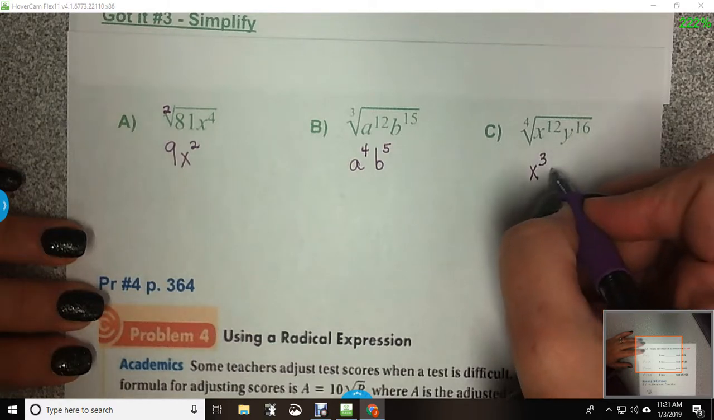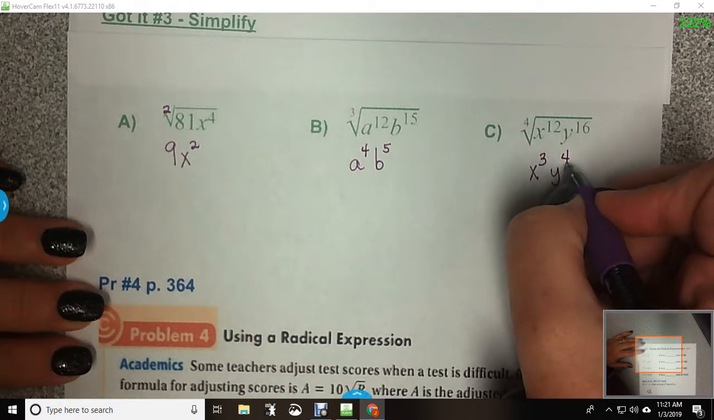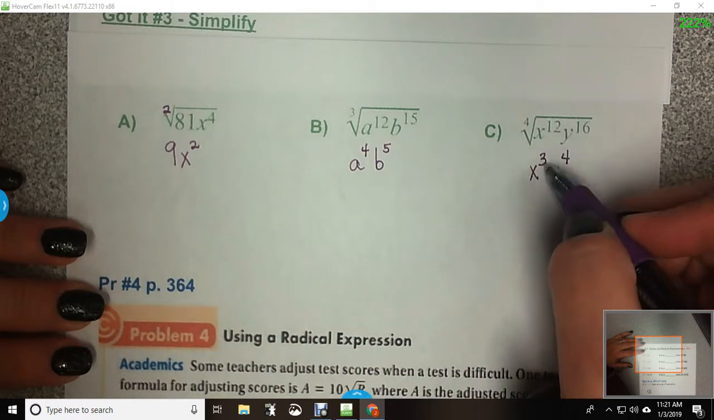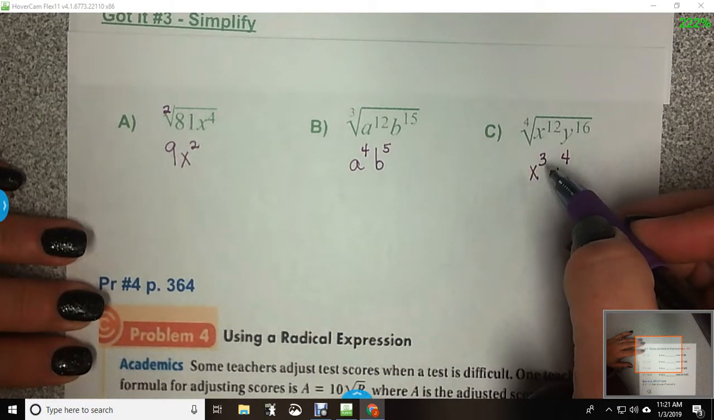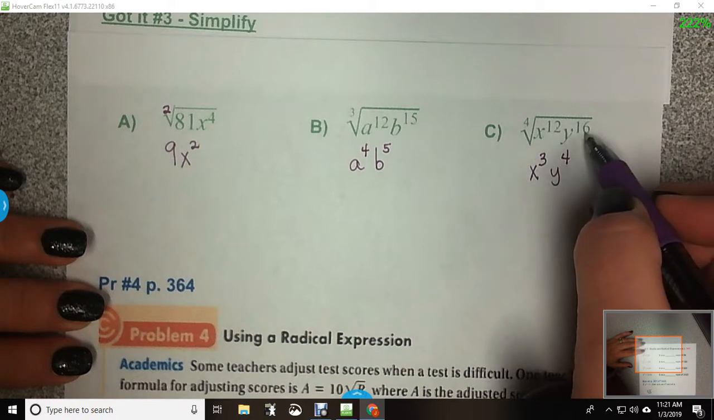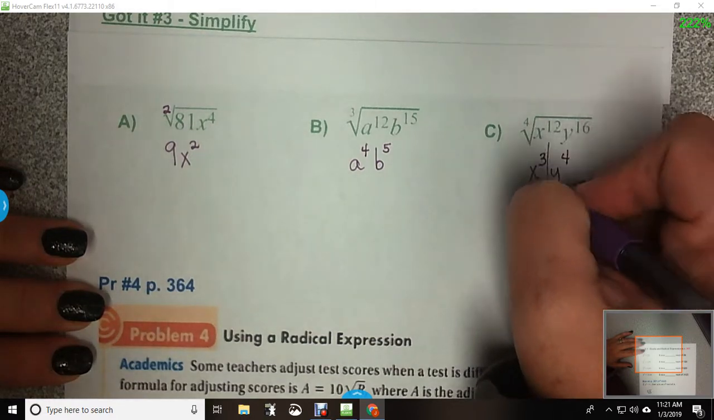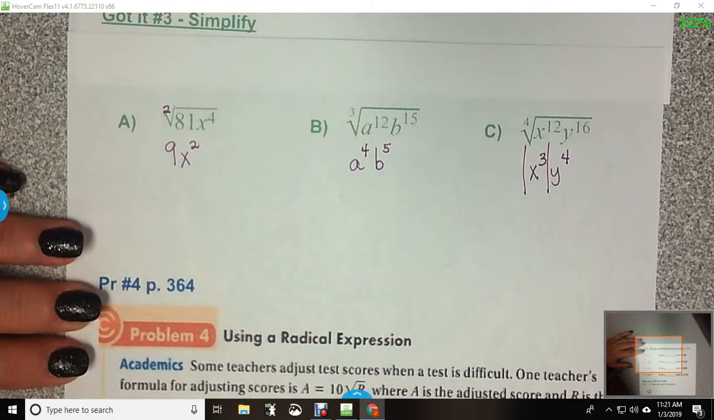For this one, 12 divided by 4 is X to the third. 16 divided by 4 is Y to the fourth. And let's check them. Even, even, odd, that one needs absolute value. Even, even, even, my Y to the fourth does not. So I'm just going to put absolute value here.